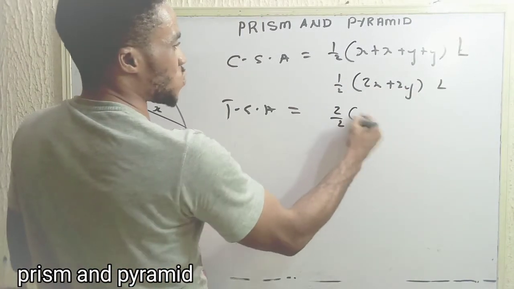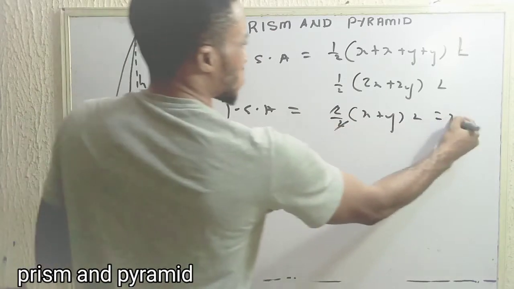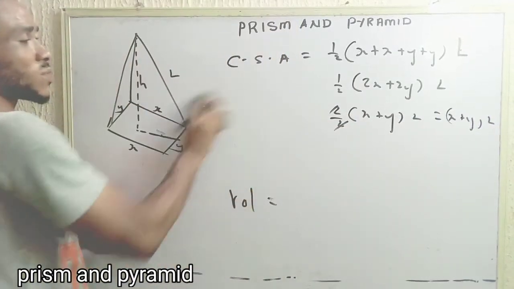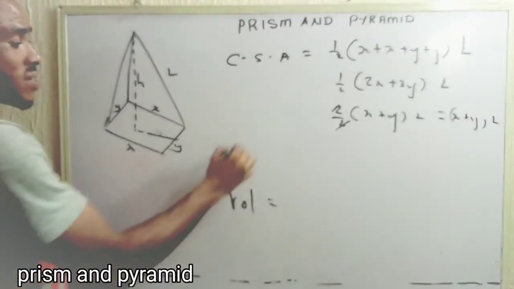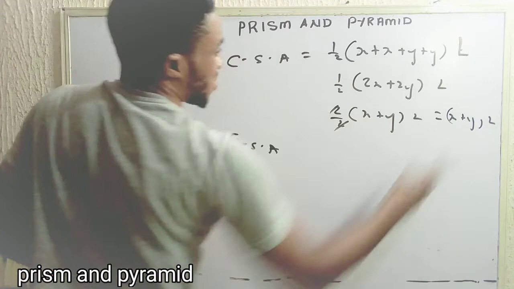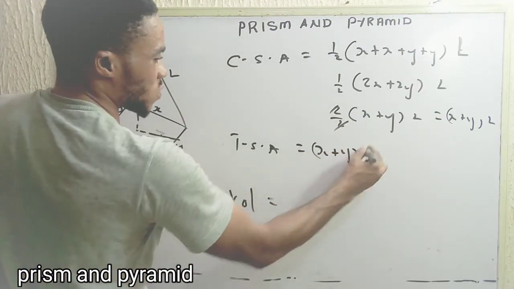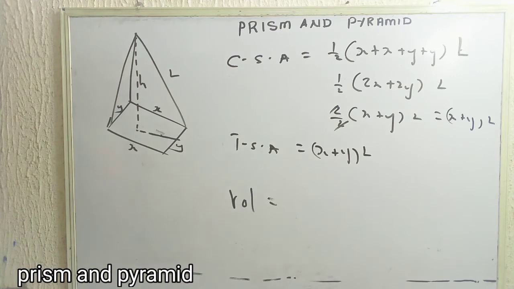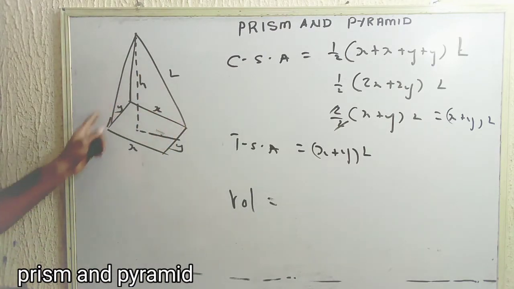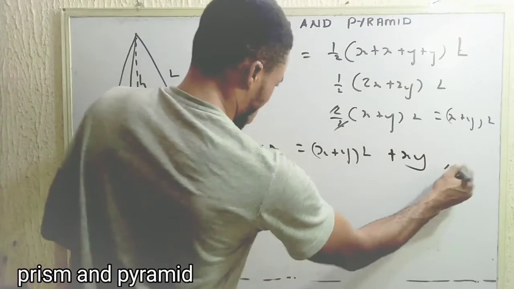Now, factorize the 2 out. I have 2 over 2. I have x plus y with L. This will cancel. So I have x plus y with L as the formula for the curved surface area. Now, for the total surface area, it's normally the curved surface area you got here, which is x plus y with L, plus the area of the base, which is xy. You end there.